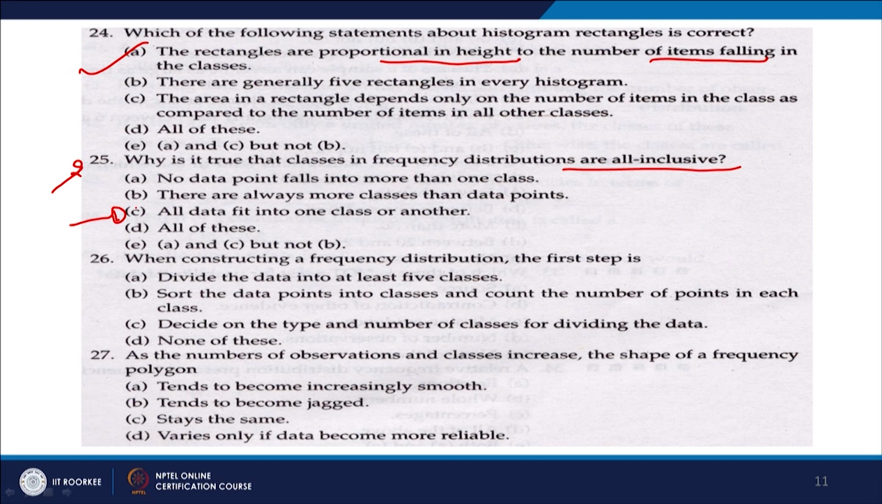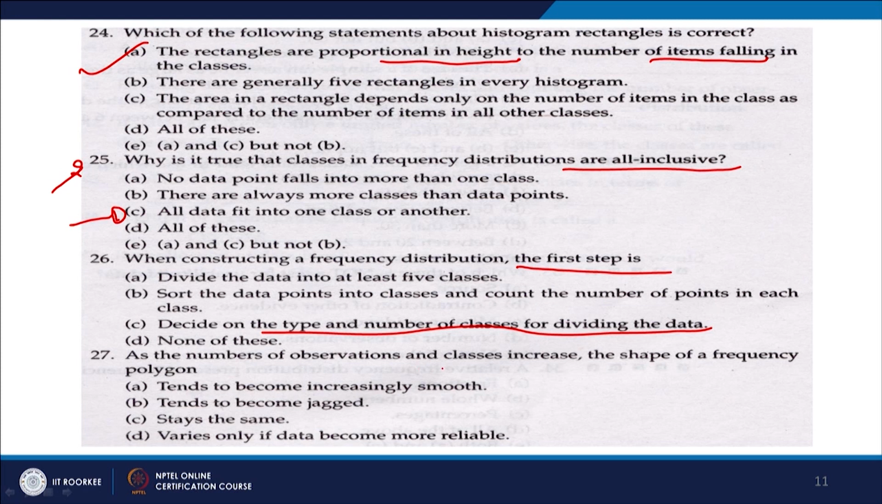When constructing a frequency distribution, the first step is what? The first step is to decide on the type and number of classes, is it not? So, you will choose the minimum and maximum values, find out the difference and then decide how many classes you want, right. 27th.